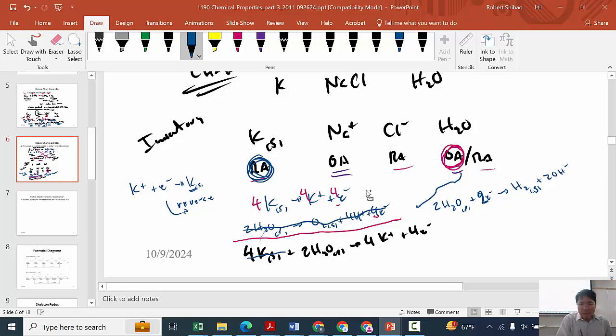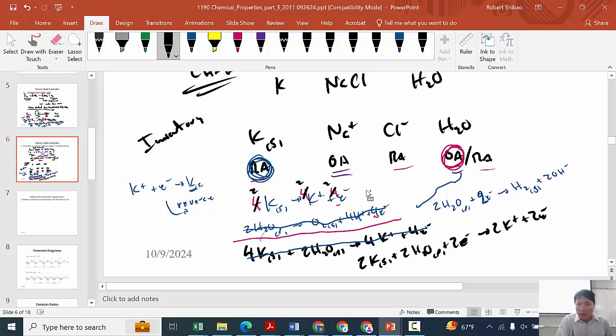And so let me redo this. I wrote the wrong equation. This equation's on the chart, but I wrote the wrong one. And so this needs to be 2 instead. And so I'm going to get 2 potassium solids plus 2 H2O liquids plus 2 electrons yields 2 potassium ions plus 2 electrons plus H2 gas plus 2 hydroxides.